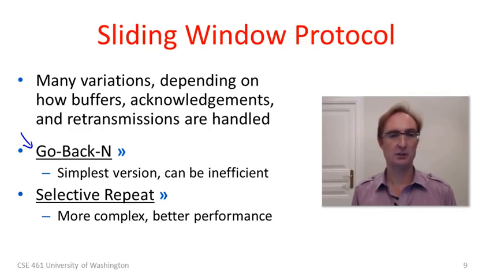It's not terribly efficient when there are errors, but it's quite simple and you don't have to do much at the receiver or sender. And I'll also talk about a version called Selective Repeat, which is a little more involved, especially at the receiver. But on the other hand, it gives us slightly better performance. Or actually, it could be a lot better performance in the case when there are errors.